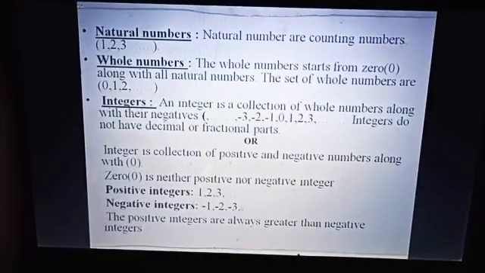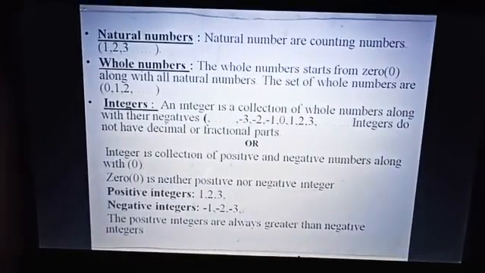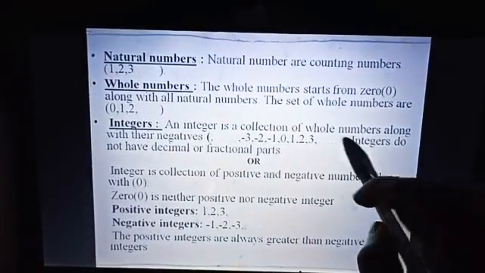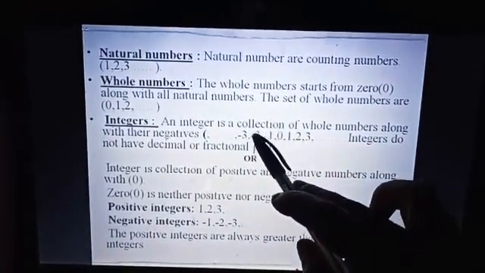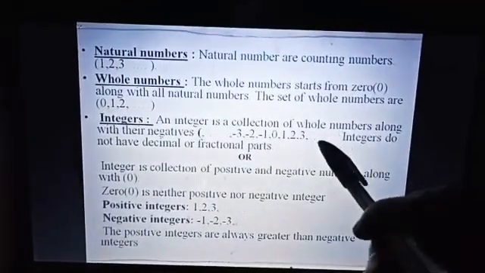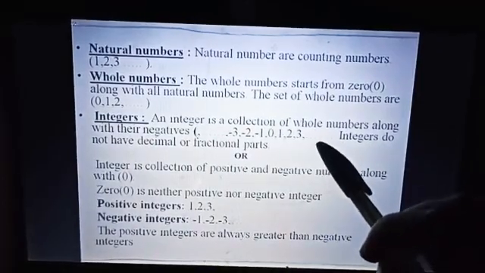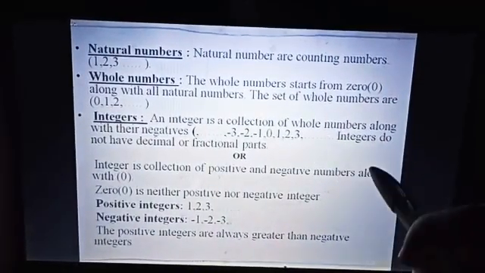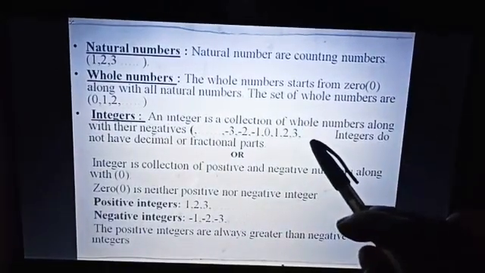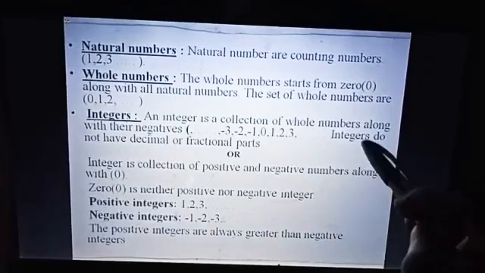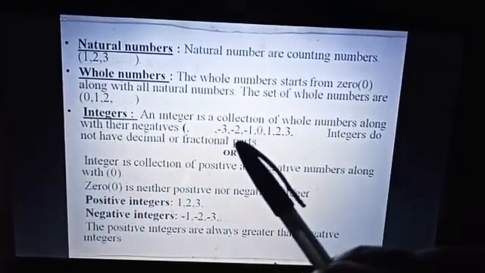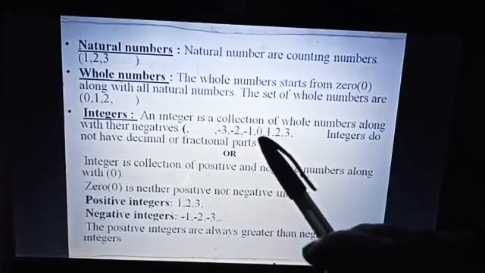Integer is a collection of whole numbers along with their negatives. So, it consists of 0, 1, 2, 3, 4 and so on, and the negative numbers, that is -1, -2, -3, -4 and so on. Integers do not have a decimal or fractional part. That's why -2.5 or any other decimal number is not considered to be an integer. From this I can conclude that integer is a collection of negative and positive numbers along with the 0.